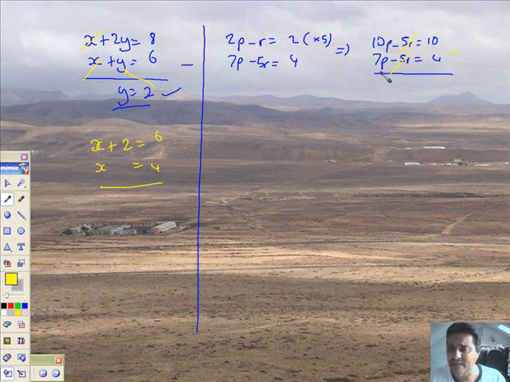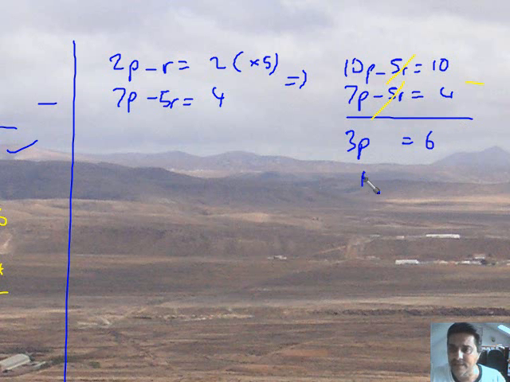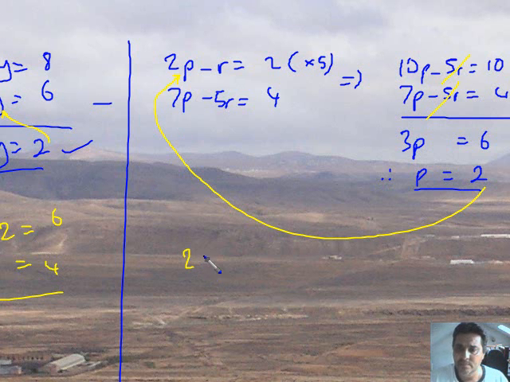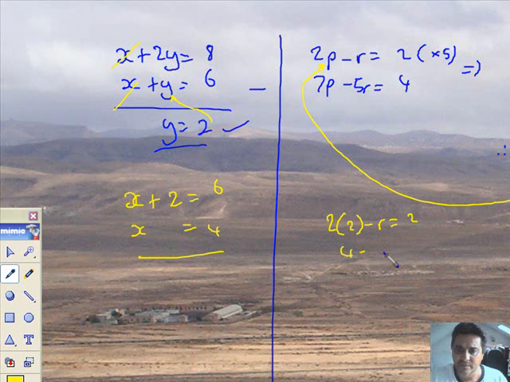So 17p take away 7p, go back to blue quickly, gives me 3p, and 10 take away 4 is 6, therefore p equals 2. Lovely. And we substitute the p in the easiest looking equation. I think I'm going to put it right there. So 2 lots of 2, take away r is 2, so 4 take away something is 2, therefore guess what, r must be 2 as well, because 4 take away 2 is 2. Dead easy, isn't it? That's that one.